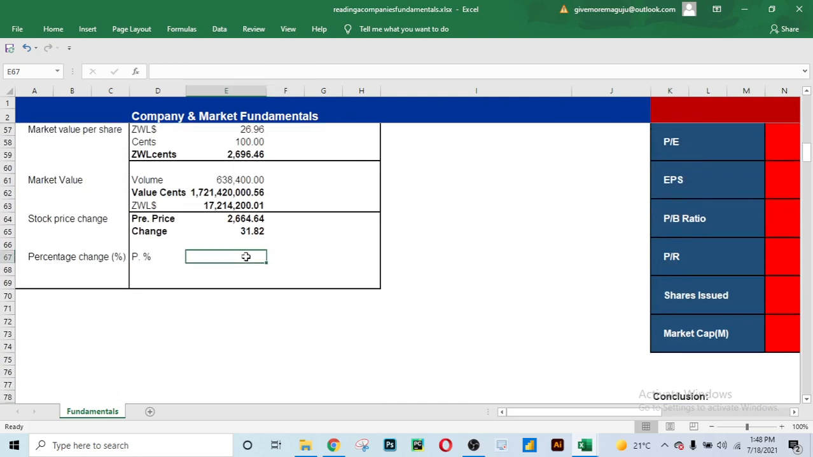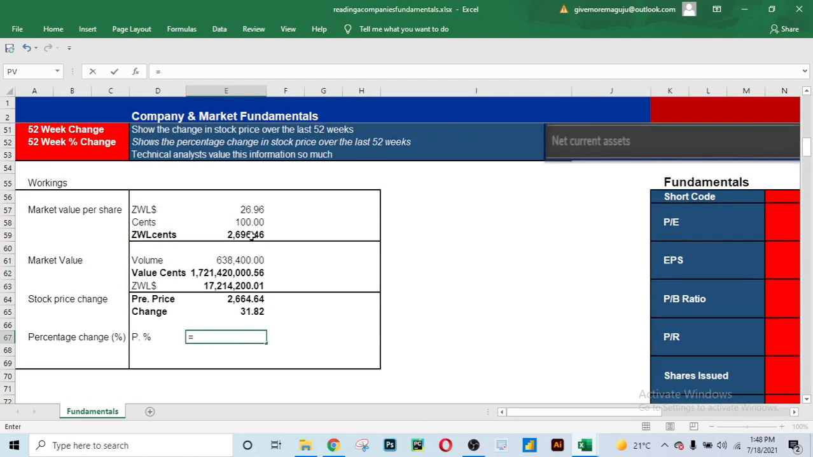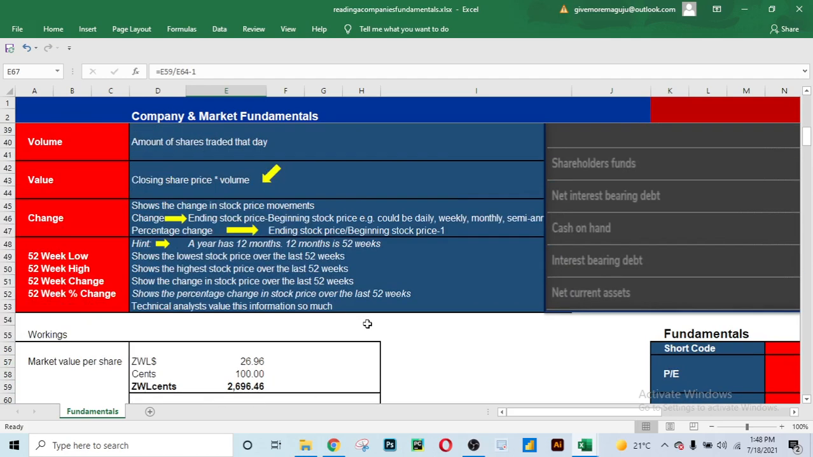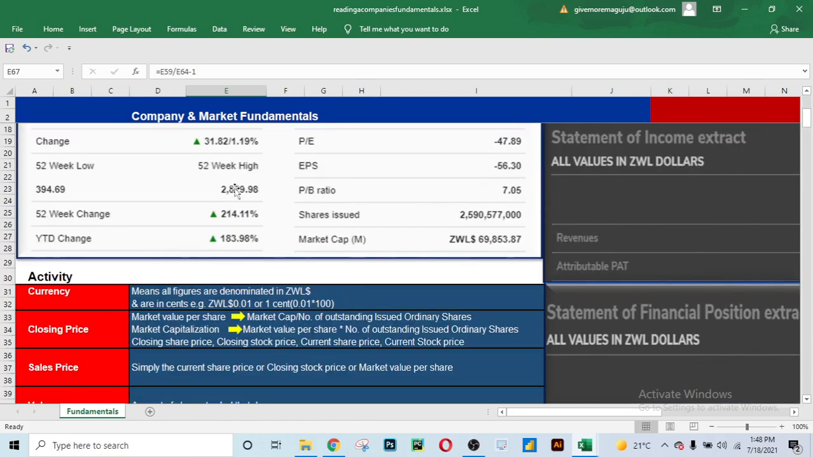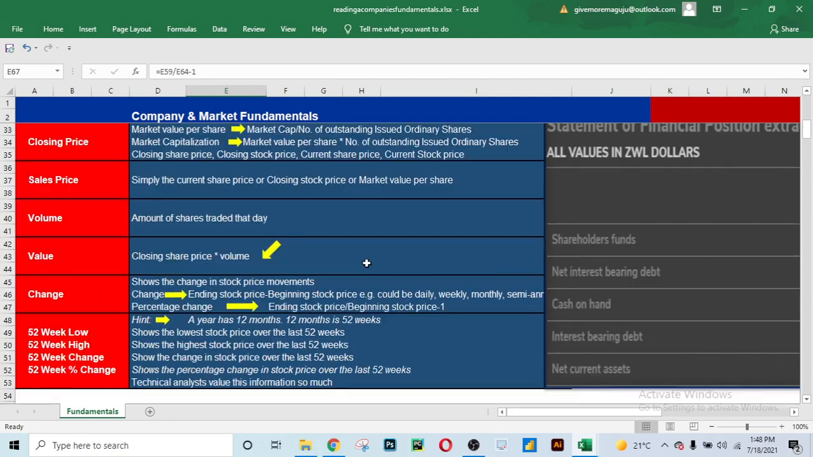So what are we going to do here? We are going to say equals. We choose the ending price, we divide it by the beginning price, and we say minus 1. And as you can see here, 0.01, is it the same as this one? Because here on the change, the percentage change is 1.19%.